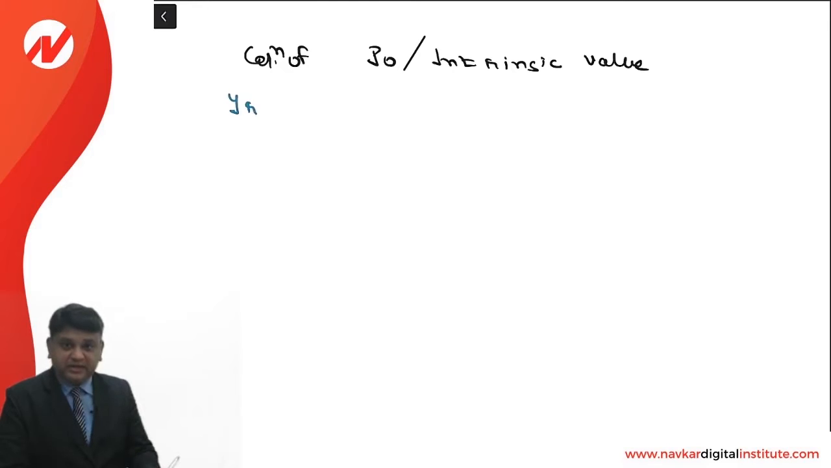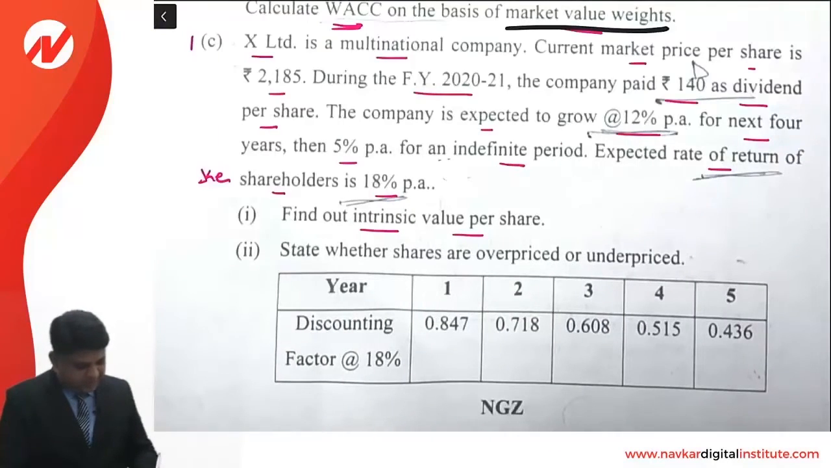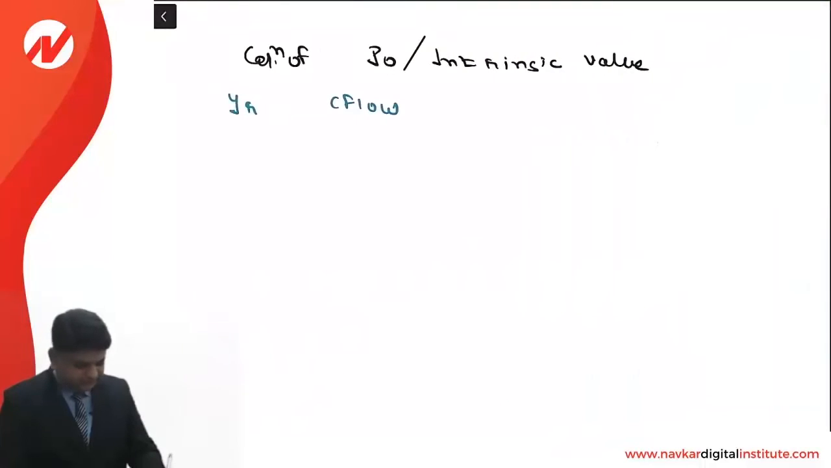So column number 1 is year. Column number 2 is cash flow. The third column is the discounting rate, that is 18%. And the last column is the present value. That is the way we will compute the P0.